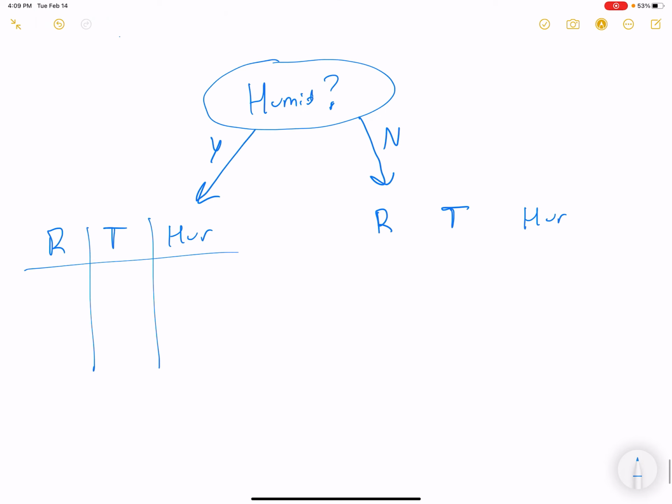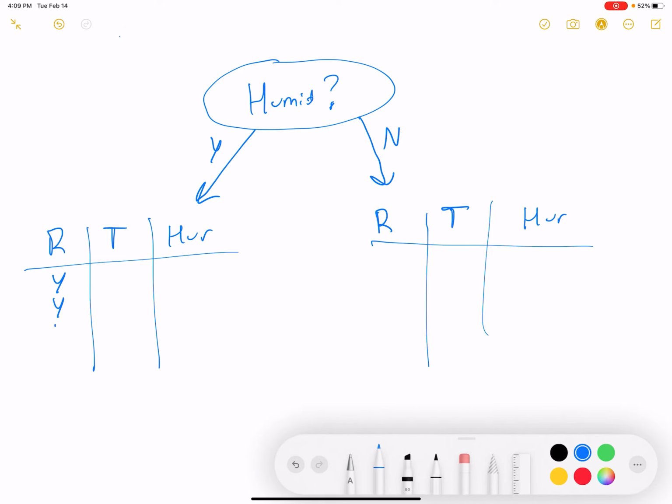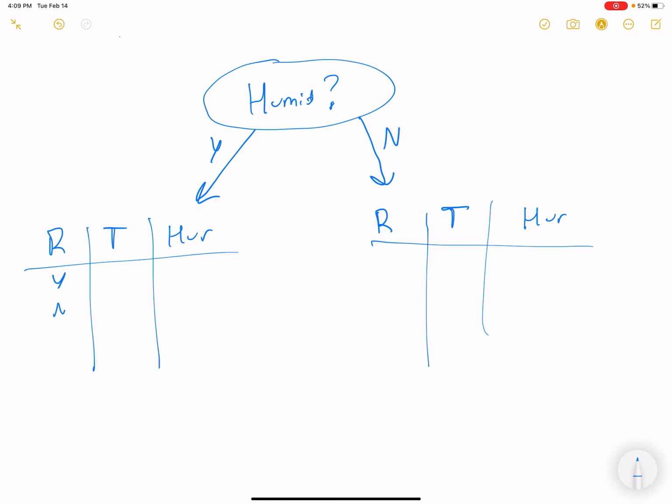And we'll have two sub-data sets. One data set for when humid is equal to yes, and the 4 data points where that is the case are the following.